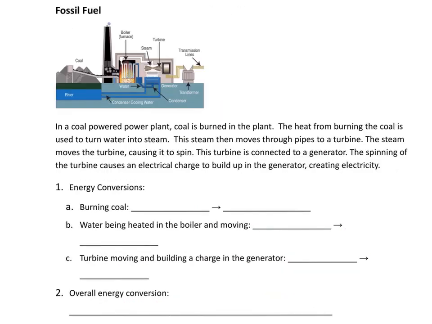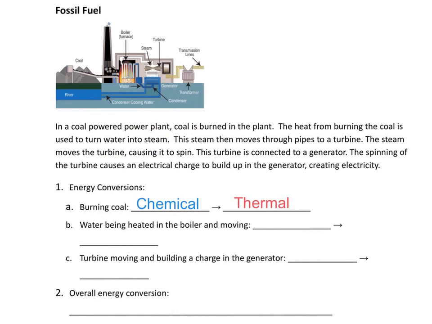Now we're going to take a look at a fossil fuel plant. It is very similar in the energy conversions that take place, except for the fact that in the very beginning, we have coal that is being burned. Coal is a fossil fuel, and when we burn that, we're releasing that energy. So it has chemical potential energy in that coal that is released when it is burned. Because it's being burned, it will give off thermal energy.